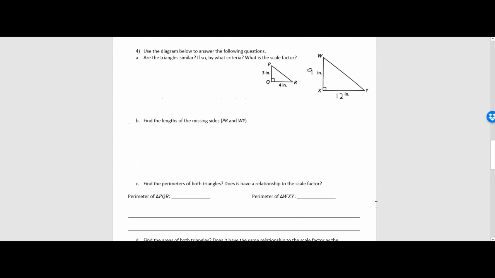All right. So it says, use the diagram below to answer the following questions. Are the triangles similar? If so, by what criteria? And what is the scale factor? So let's assume that this is the image and this is the pre-image. So go ahead, see if you could prove whether those triangles are similar, and if so, what the scale factor is.